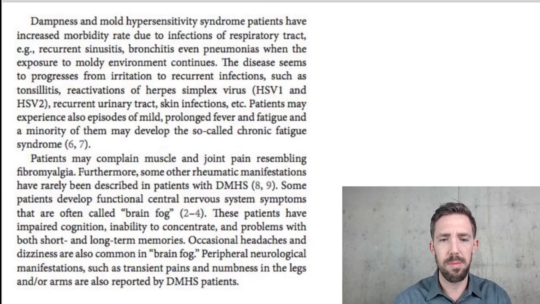These patients have impaired cognition, inability to concentrate, and problems with both short and long-term memories. Occasional headaches and dizziness are common in brain fog, and there also might be peripheral neurological manifestations such as pains that move around or come and go, and or numbness in the legs and the arms are commonly reported.